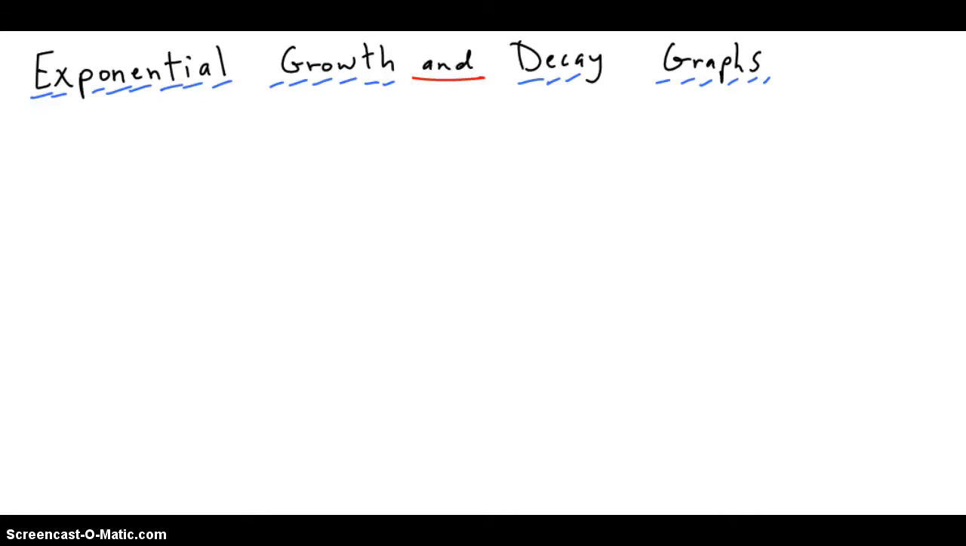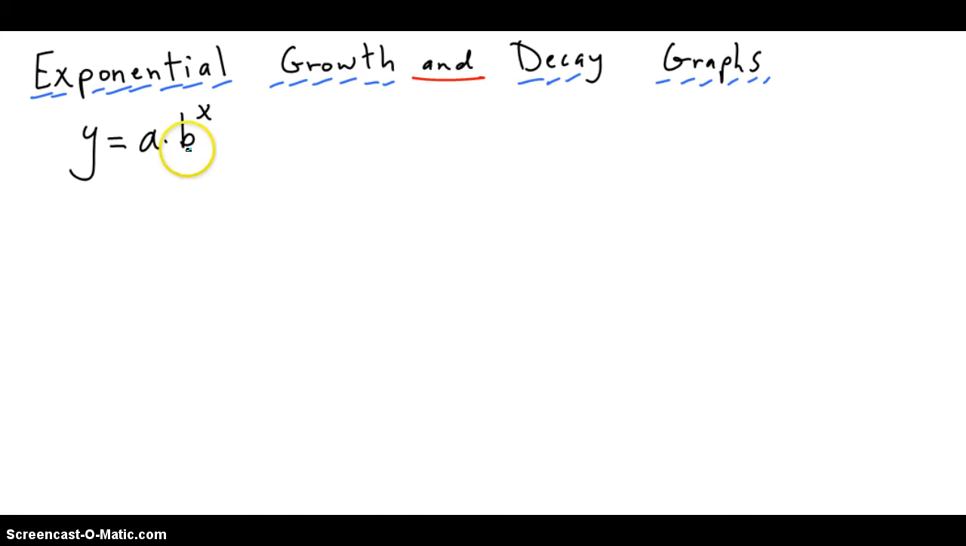All right, so today we're going to review what exponential growth and decay graphs look like. And so in order to do that, we need to remind ourselves of what an exponential function looks like. Exponential functions are the ones that look like a times b to the x power, where a and b are coefficients, numbers of some sort, and x is the variable.